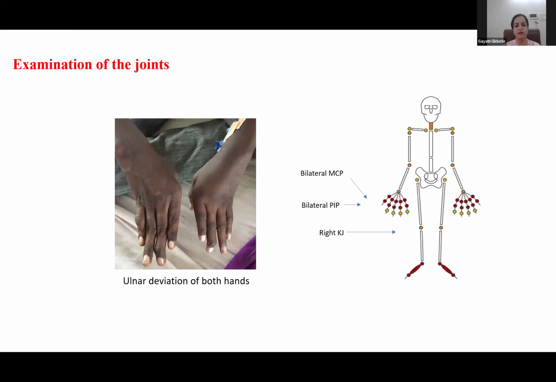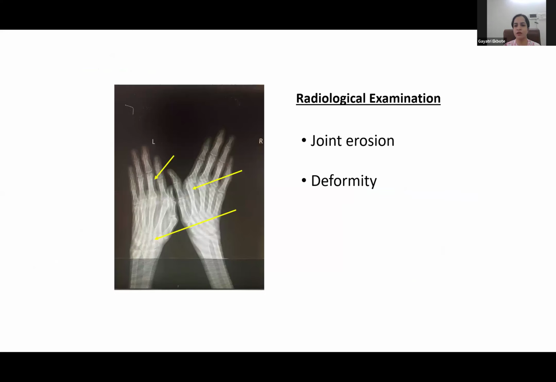So if you could see, these are his joints. You can see the proper rheumatoid arthritis deformity, which is ulnar deviation of both the hands. On examination, his multiple large and small joints were inflamed. On radiological examination, when we did his X-ray of both hands, there were joint erosions and joint deformities, as you can see. You can see joint erosions, joint space narrowing, and then some soft tissue swelling around the joints.